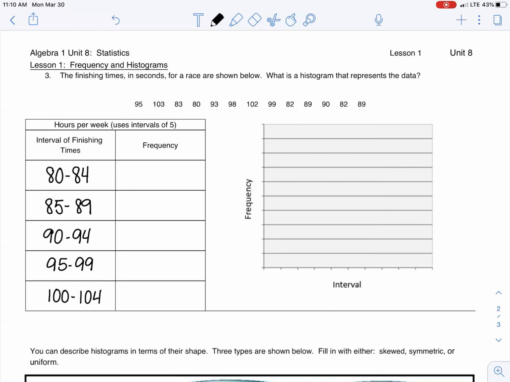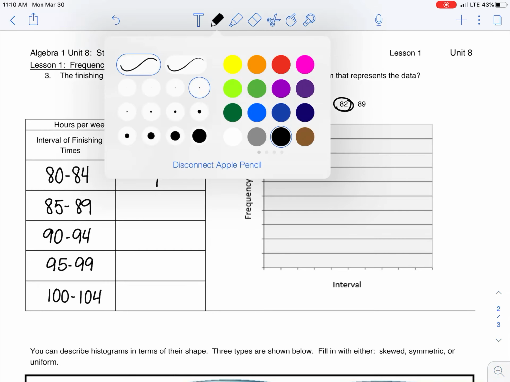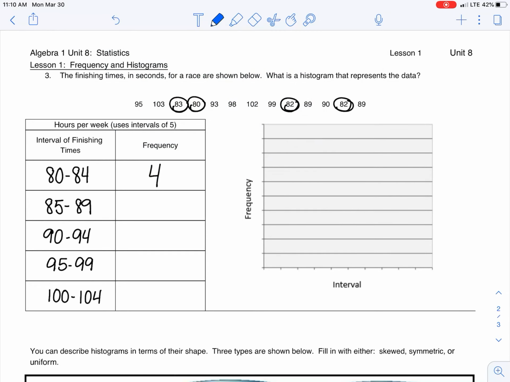So now let's look at our frequencies. We have 80 to 84, so let's look and see what numbers are between 80 and 84. We have 83, 80, 82, and 82. So we have 4 numbers that are between 80 and 84. Then we look for between 85 and 89. If I look, I only have an 89 here and an 89 here. So we have 2 of those.